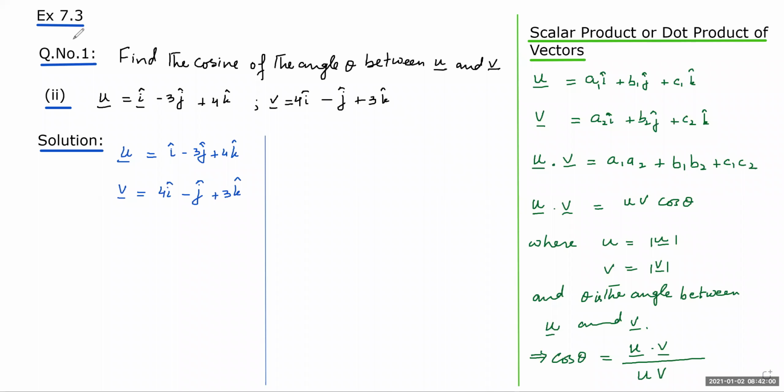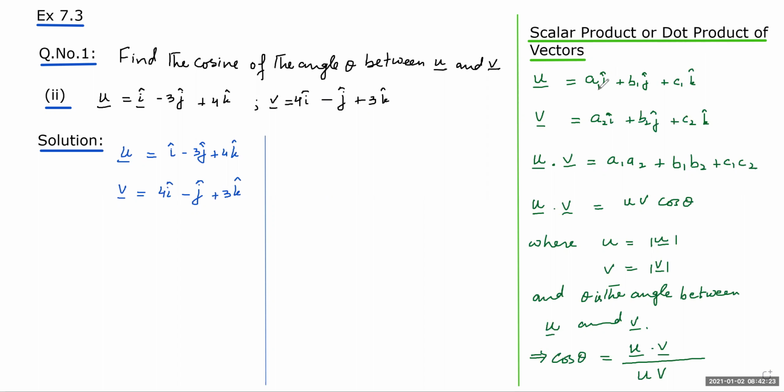Bismillahirrahmanirrahim. Exercise 7.3, and this exercise is about scalar product or dot product of vectors. Let's see what is the definition of dot product. The product of two vectors which results in a scalar quantity is called a scalar product or dot product of vectors. The formulas which we use are these: u dot v.